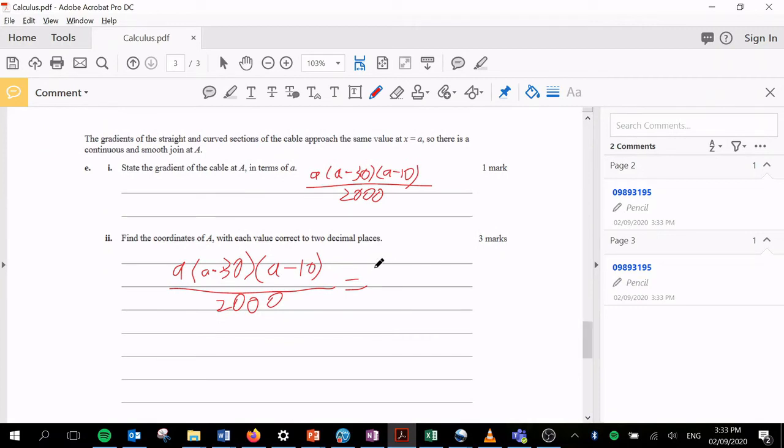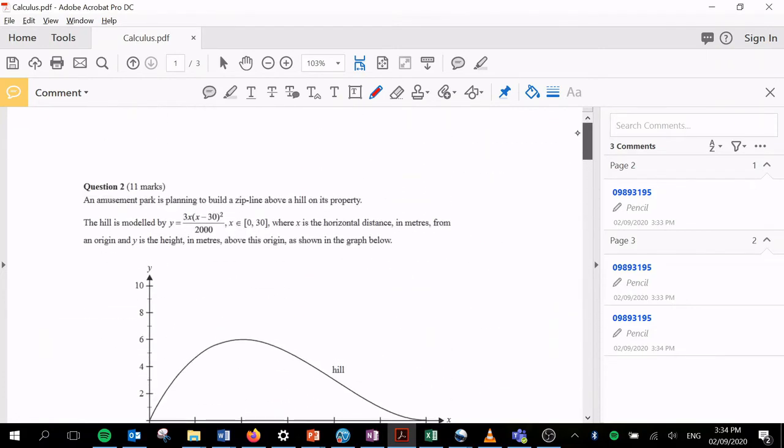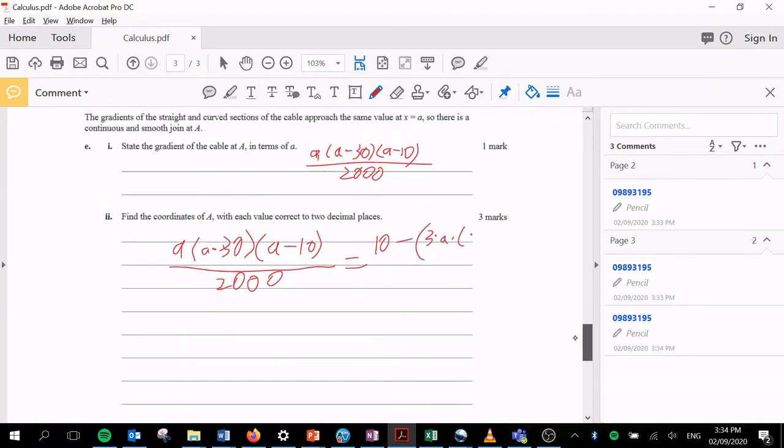We use rise over run for this. So our rise, we started at 10, and then we went down to our value of the height of the cable at the point A. The value of the cable at point A was 3 times a, I'll just double check my equation, make sure I'm doing this right, a minus 30 squared.